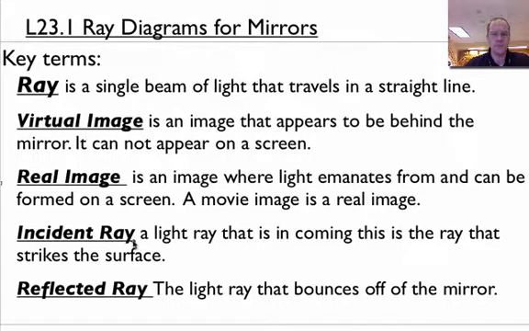An incident ray, incident think incoming, so it's a light ray that is coming in and strikes the surface. A reflected ray then is any ray that then bounces off that mirror.